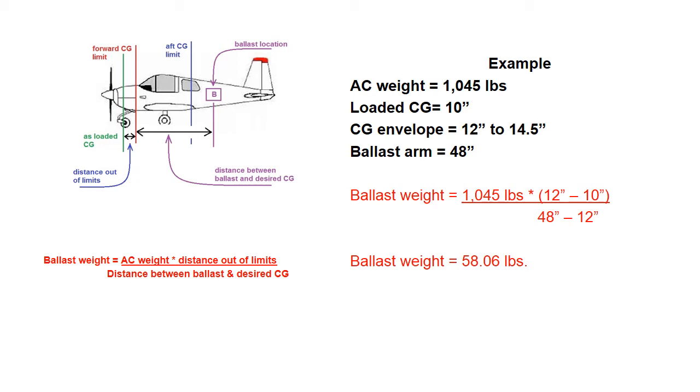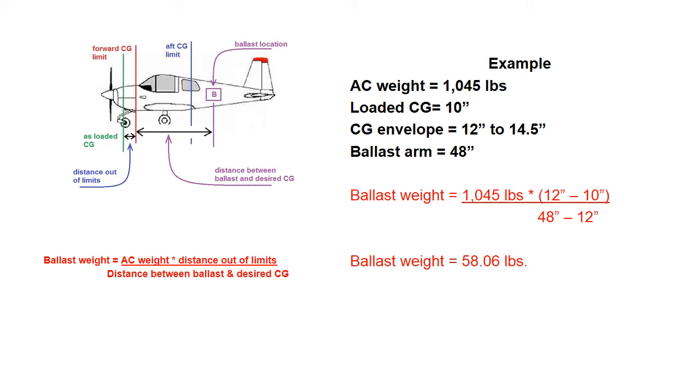Begin with the aircraft weight, which is 1,045 pounds, and multiply this by the distance the center of gravity is out of limits. The forward center of gravity limit is 12 inches, and the as-loaded center of gravity is 10 inches. Therefore, the distance the aircraft center of gravity is out of limits is 12 inches minus 10 inches, or 2 inches. Divide this by the distance between the ballast location and the desired center of gravity. The desired center of gravity location is the closest point within the center of gravity range to the as-loaded center of gravity. In this example, that is 12 inches.